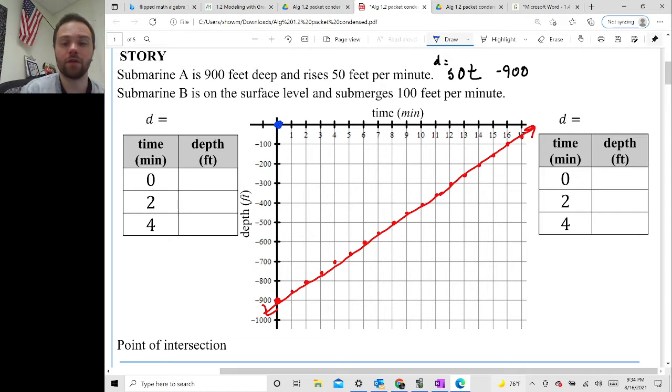So I actually have no y-intercept, or I can think of my y-intercept as 0. And this time my depth is going to start to go down. So I've got d equals negative 100t. That means after 1 minute, I'm down 100. After 2 minutes, I'm down 200, and so on and so forth.